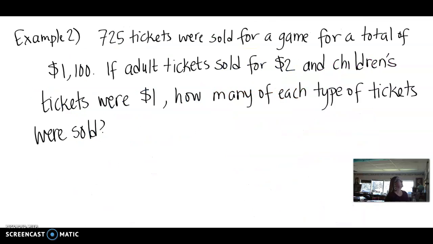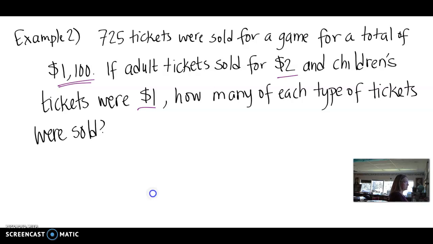All right. Second example here. 725 tickets were sold for a game for a total of $1,100. If adult tickets sold for $2 and children's tickets sold for $1, how many of each type of tickets were sold? What is this asking us?